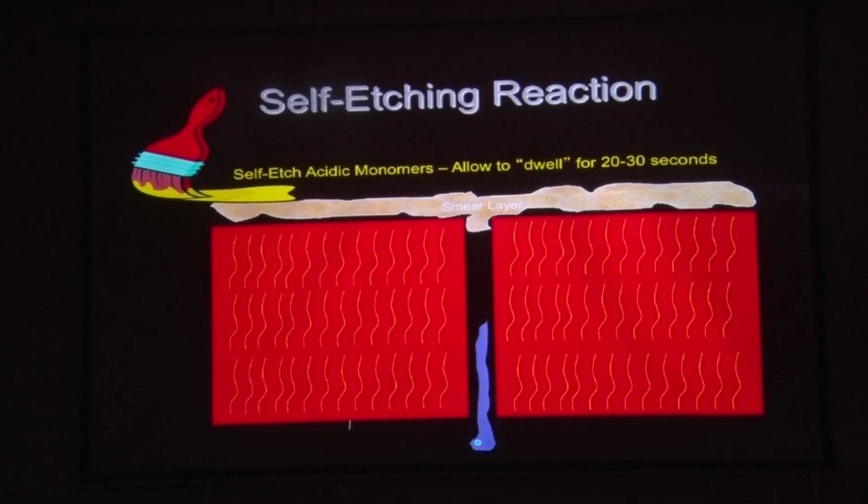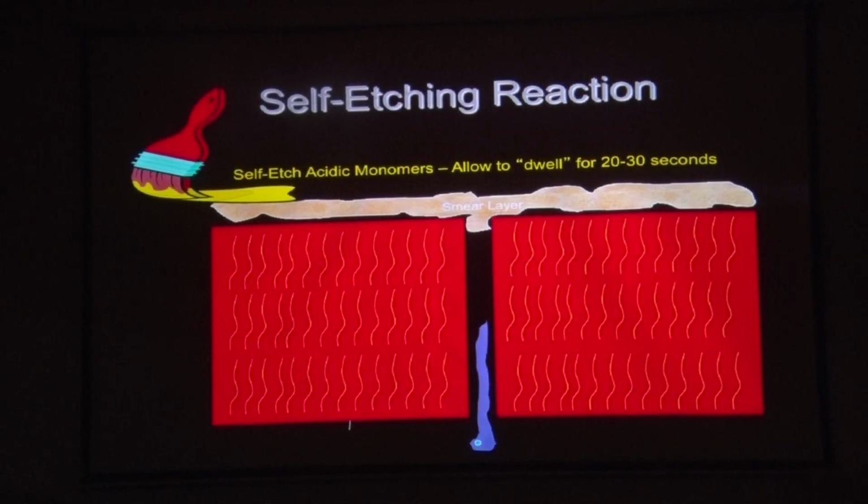Any self-etch you use from the market, the application time would be 20 seconds: 10 seconds one coat, another 10 seconds second coat. But what they say is, if you want reasonable demineralization and hybridization, you have to allow the self-etch to stay on the surface for the next 20 to 30 seconds because these are weak acids. Again, it depends on what kind of self-etch you are using.